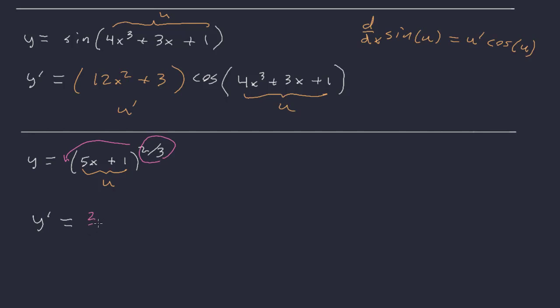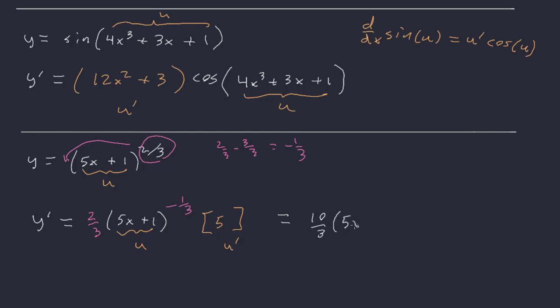we'll just move the power down 2/3. We'll leave the inside stuff alone, 5x plus 1, and then raise it to the original power minus 1. So 2/3 minus 1, which is 3/3, is negative 1/3. So this will be to the negative 1/3. Then we just multiply by u prime, which will be 5. Okay, so our u is left alone, and we multiply by u prime. So simplifying this a bit, we're going to get 10/3 times 5x plus 1 to the negative 1/3.